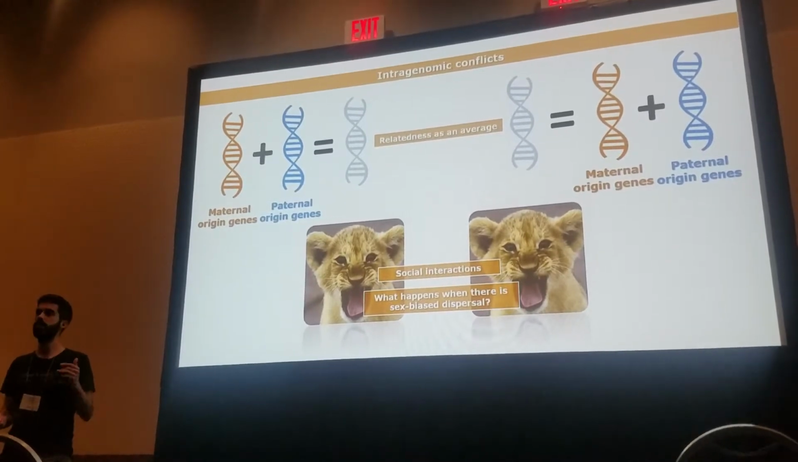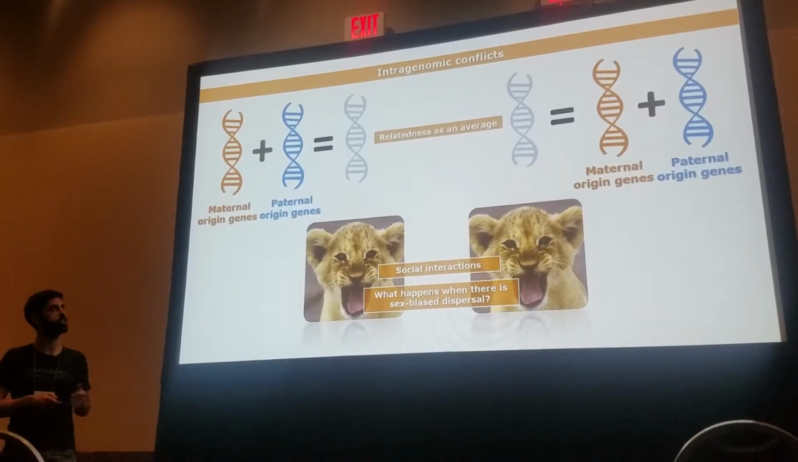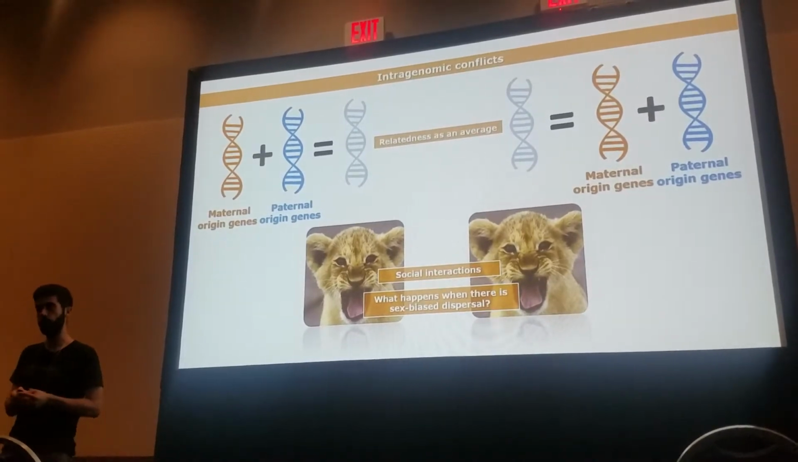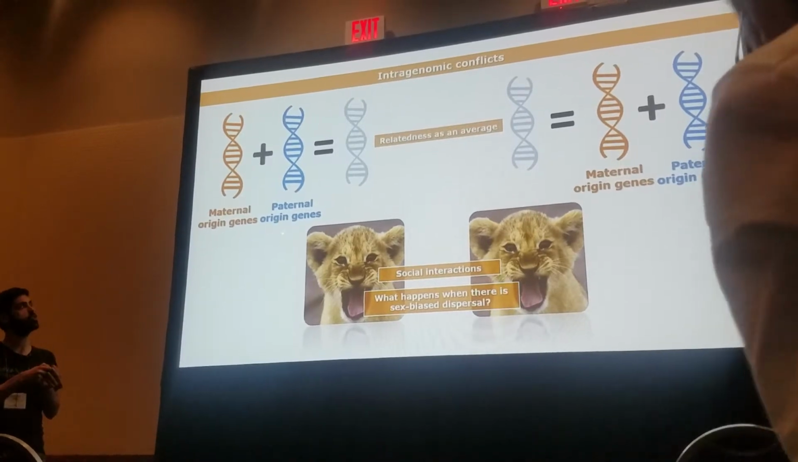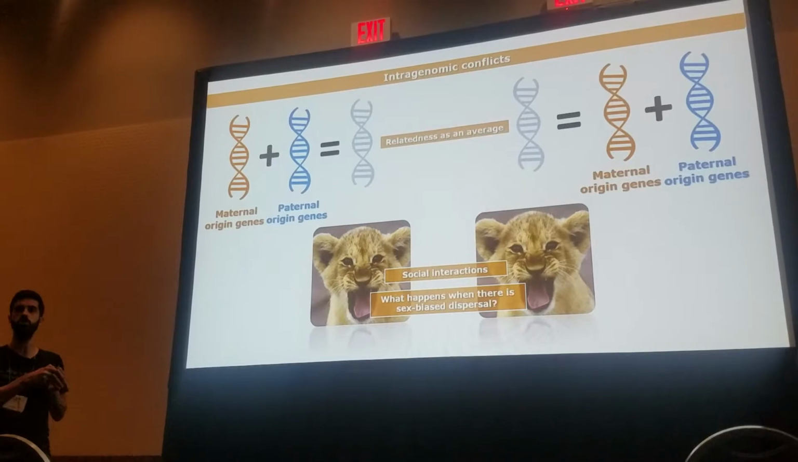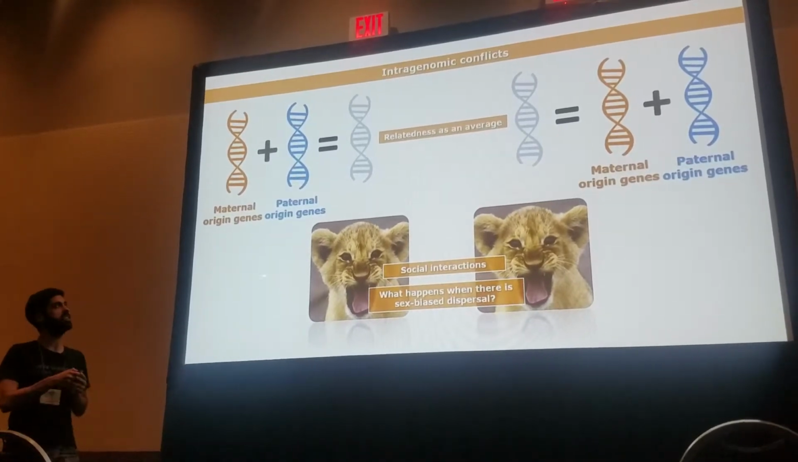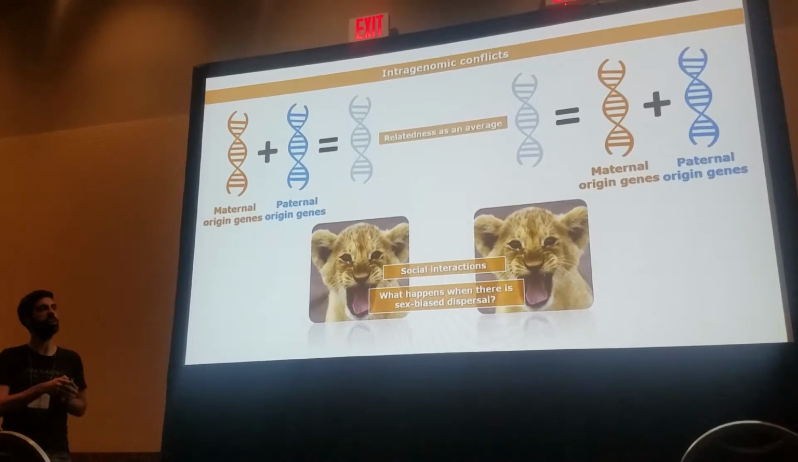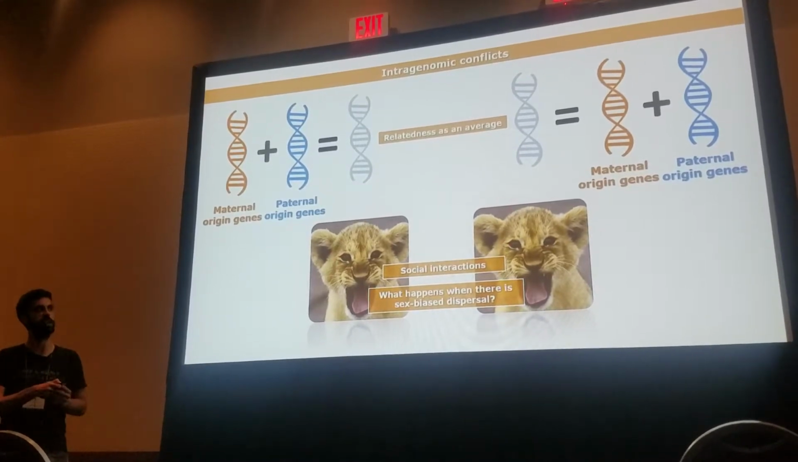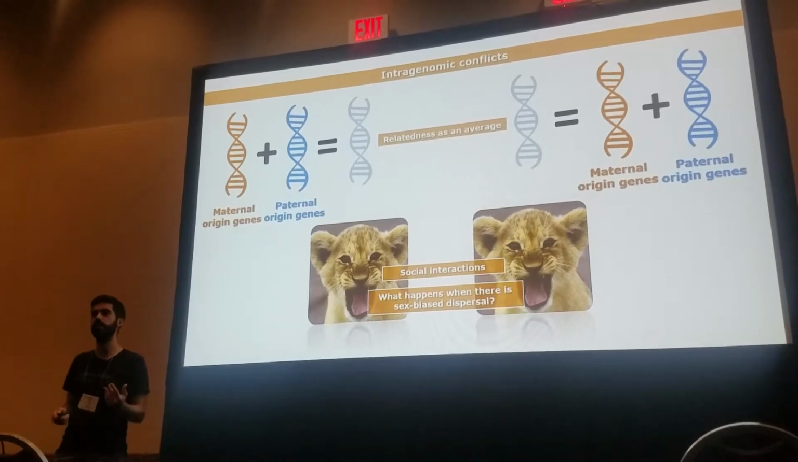One consequence of sex-biased dispersal is that it may lead to intergenomic conflicts. So what do I mean by this? So each individual has two big classes of genes, maternal origin genes and paternal origin genes. And when there is sex-biased dispersal, these two genes might disagree regarding how the individual should interact with his social partners. So what does this exactly mean?